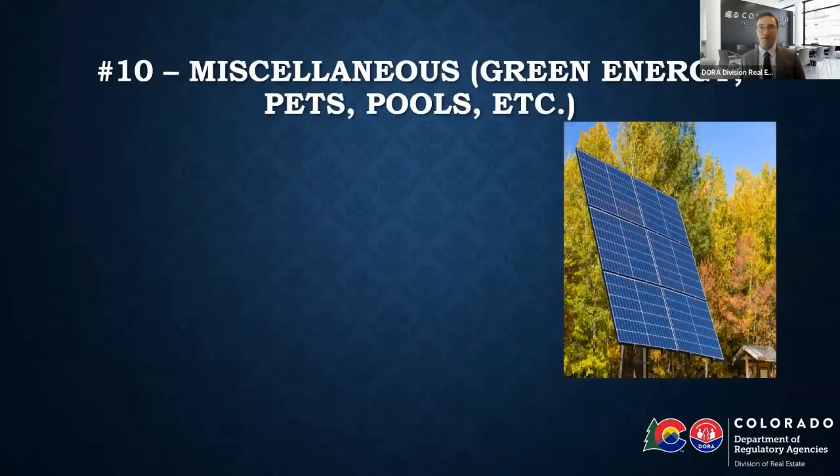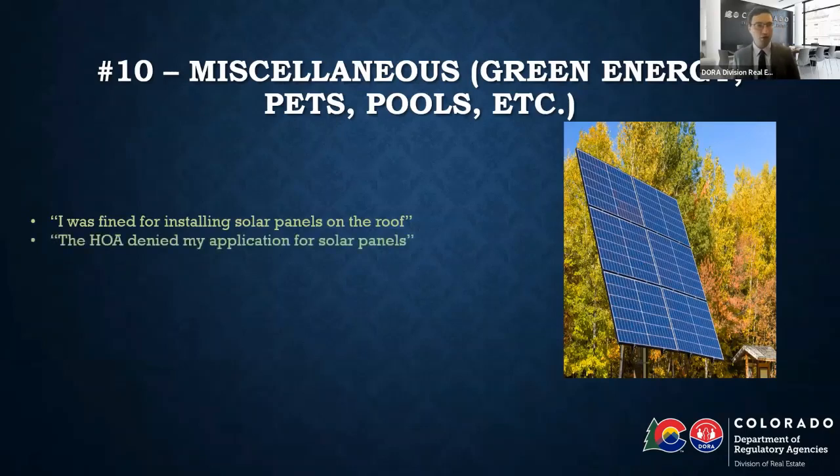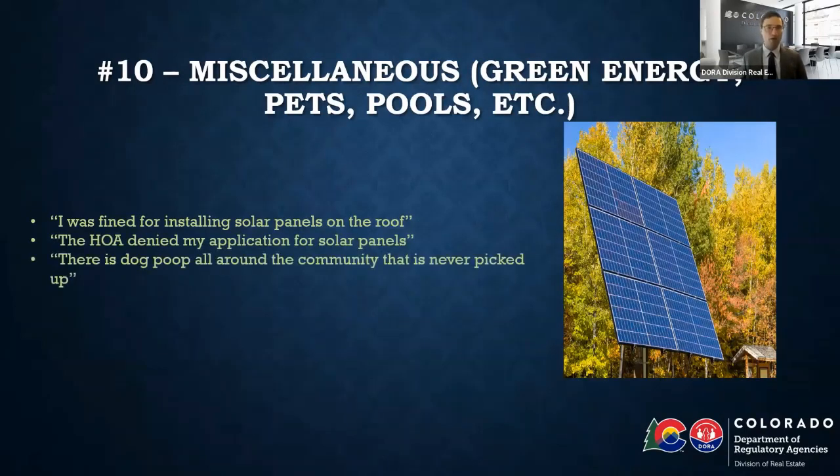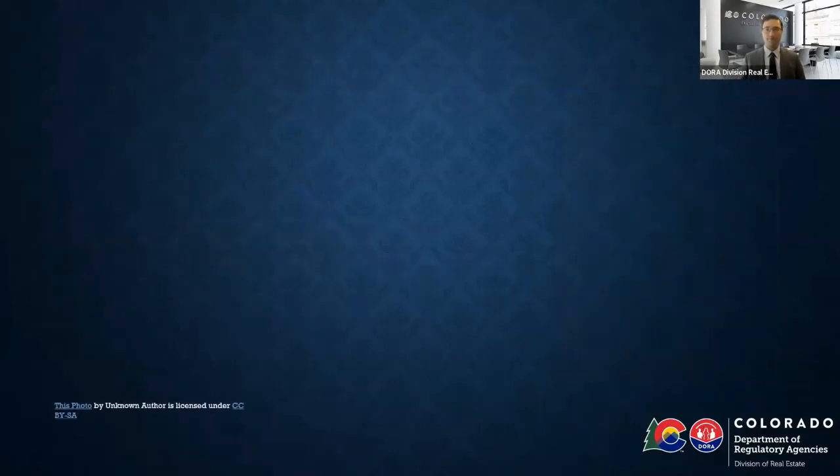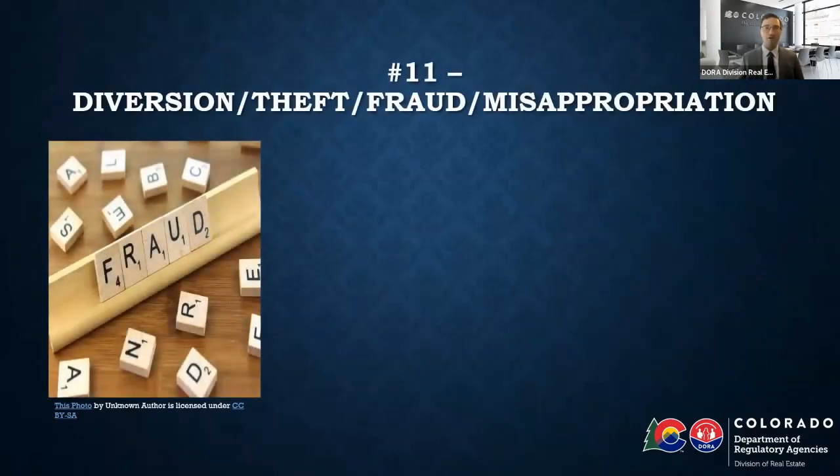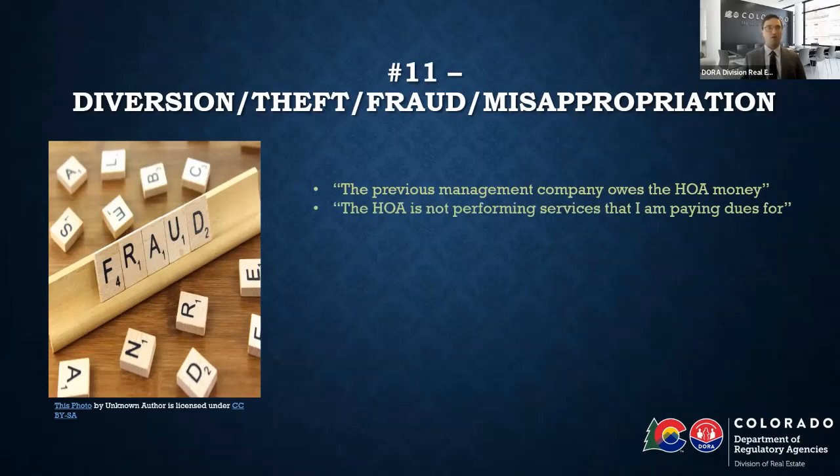And I'll kind of breeze through the rest of these. Miscellaneous, we have: I was fined for installing solar panels on the roof. The HOA denied my application for solar panels. There's dog poop all around the community that is never picked up. And finally, the swimming pool is filthy. Theft fraud: the previous management company owes the HOA money. The HOA is not performing services that I'm paying dues for.